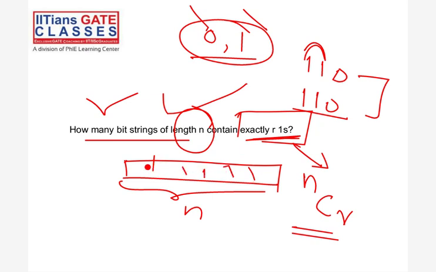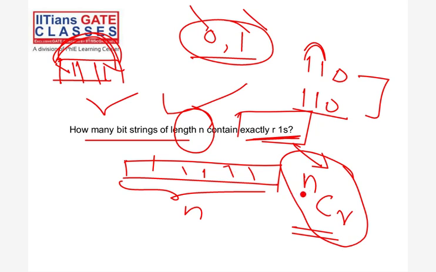And once you have selected r positions, in those r positions you can put ones. Let's assume you have selected this and this position, then there is only one way to put ones. You cannot interchange them, because order does not matter among zeros, and order does not matter among ones. So from n positions you can select r positions, and then in those r positions you can directly put ones, and in the remaining positions, 0 will come.